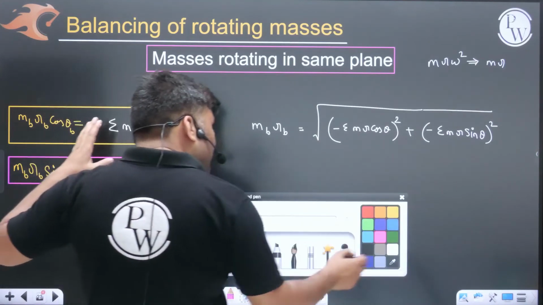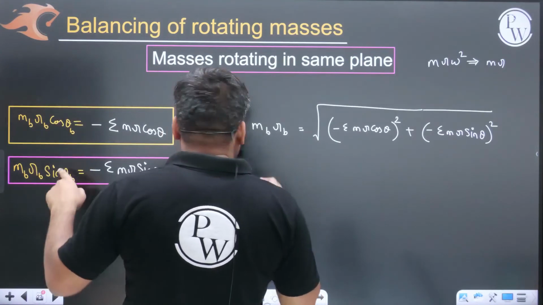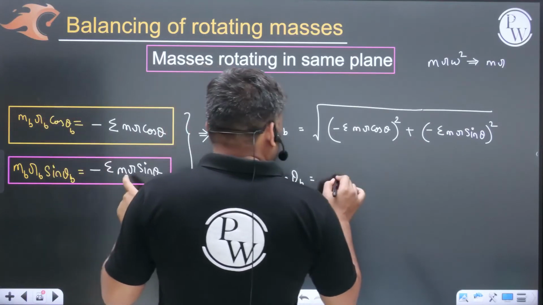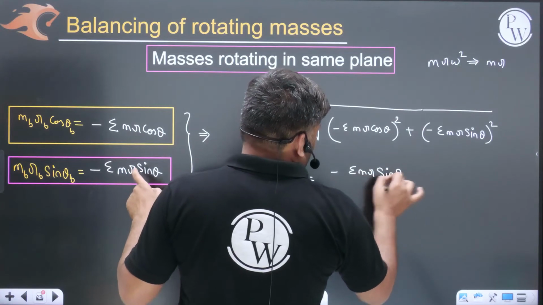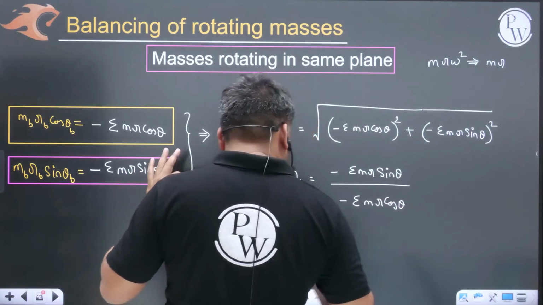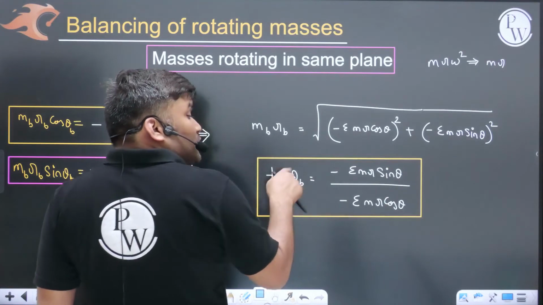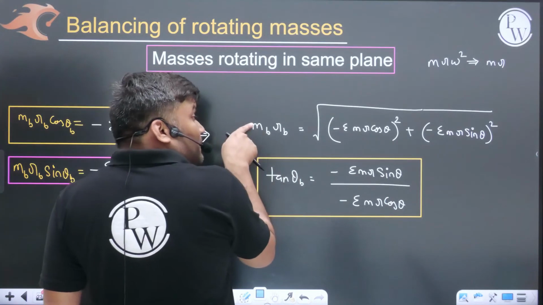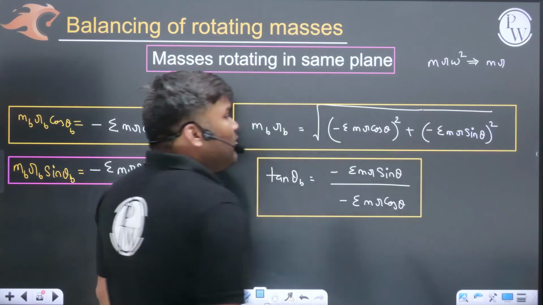And if somebody is asking theta, how much is tan theta b? If they ask for the theta b position, then divide. You can get tan theta b as sin upon cos, which will become minus summation of m r sin theta divided by minus summation of m r cos theta. Put these values and you will get the value of theta. At what angular position should the balance mass be connected? This is the answer. What balance mass should be connected at this distance? This is the answer. Getting a point? This is how you can solve it, son.